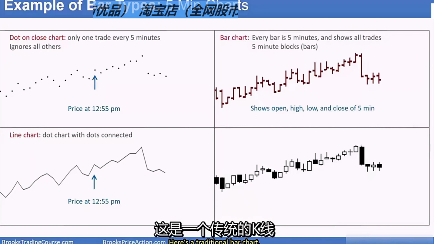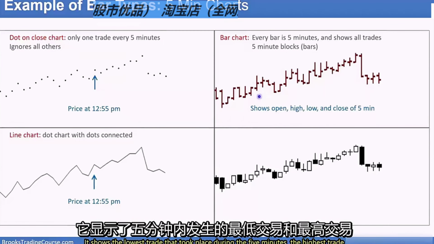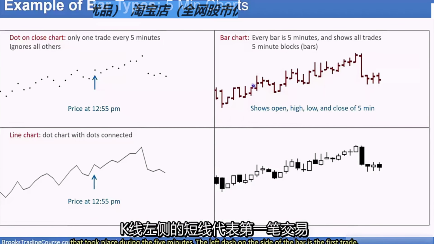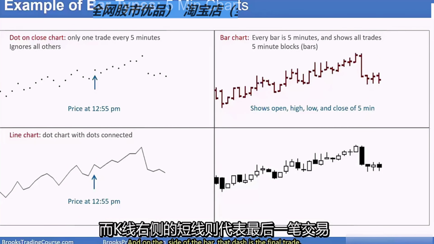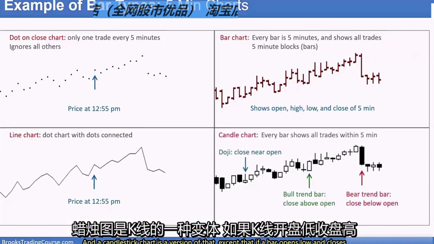Here's a traditional bar chart. Every bar is 5 minutes. At the end of 5 minutes, another bar begins. It shows all the trades that took place. It shows the lowest trade during the 5 minutes and the highest trade during the 5 minutes. The left dash on the side of the bar is the first trade, and on the right side of the bar, that dash is the final trade. So it shows the open of the bar, the lowest trade, the highest trade, and then the close.